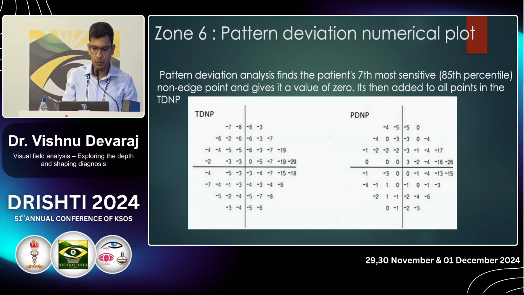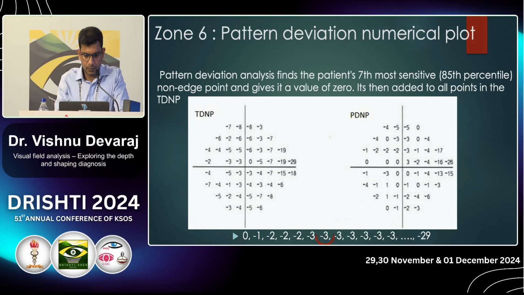Then the pattern deviation numerical plot. It is derived from the total deviation plot by subtracting the generalized depression and focusing on the localized glaucomatous defect. So it is calculated by the 7th most sensitive point. This is just an example, but it will not always be correct, because the 7th most sensitive point, or 85th percentile, is subtracted from the total deviation plot and made it 0.